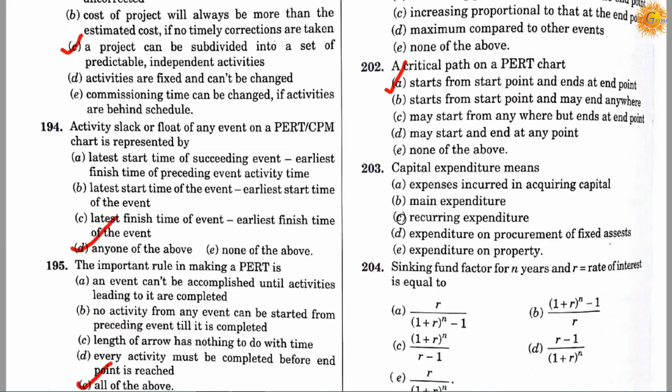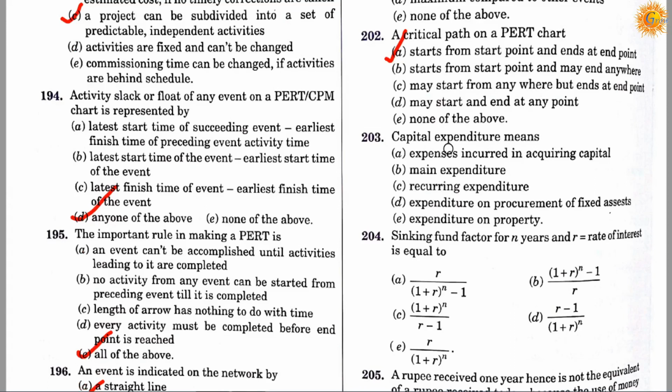Question number 203. Capital expenditure means: option A, expenses incurred in acquiring capital; option B, a main expenditure; option C, a recurring expenditure; option D, expenditure on procurement of fixed assets; option E, expenditure on property. So correct answer is D, capital expenditure means expenditure on procurement of the fixed assets.